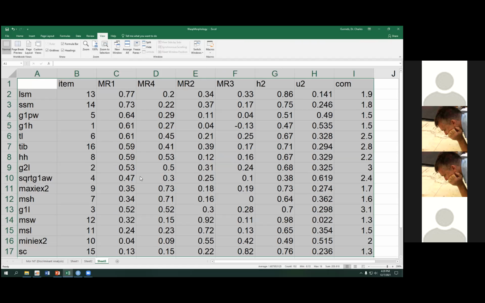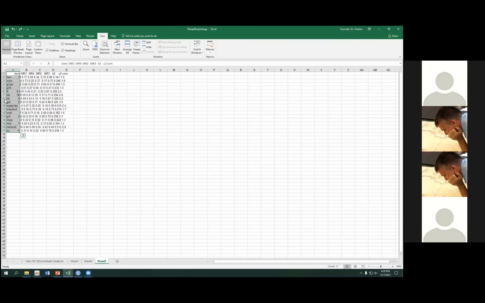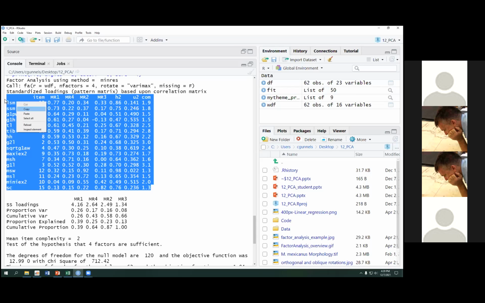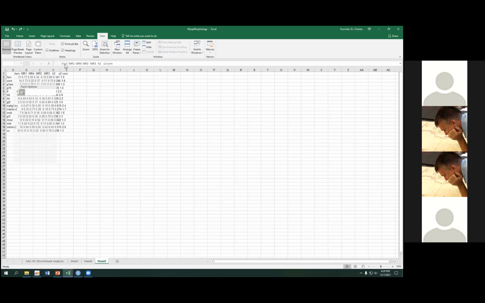So in R, I select the data I'm interested in. I copy it. I go to my Excel file, not my CSV. I paste it. It puts everything in one column. And you can see that up here. We have space, item, MR1, MR4, MR2, MR3, H2, U2, commonalities.